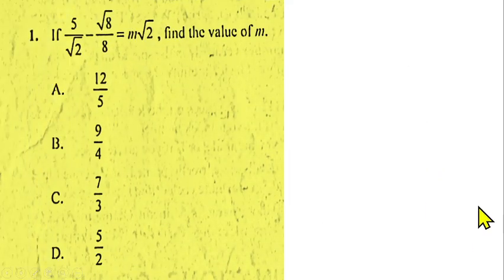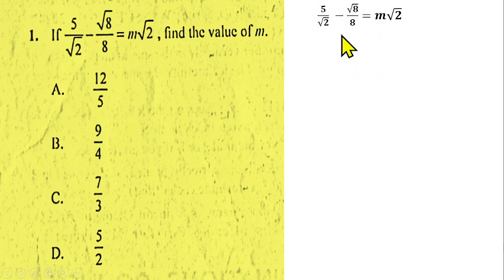Now the first question is what you are seeing on the screen right now, and the question is related to Surd. You are told that if 5 over Surd 2 minus Surd 8 over 8 equals m Surd 2, you have to find the value of m. Like I said, the question is from Surd, so we have to find m in this equation.